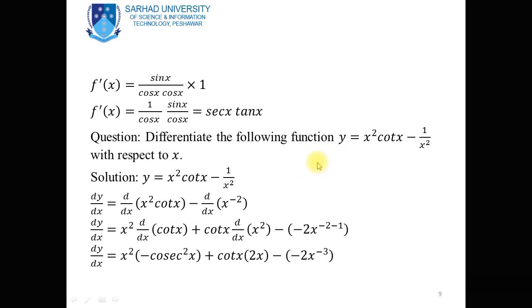So dear students, first of all, note the formulas of derivatives of trigonometric functions, and the rules of differentiation. Now this is the end of this segment. Thank you. Allah Hafiz.